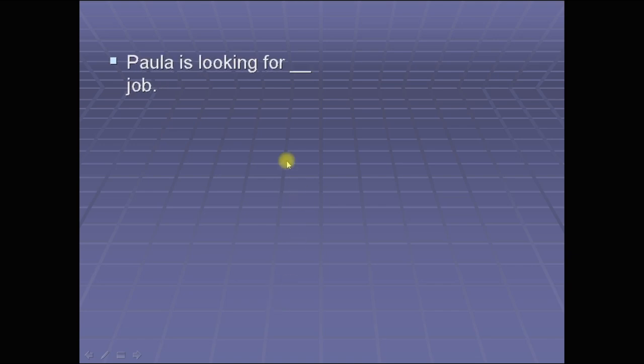Okay, another example: "Paula is looking for blank job." What is the answer? A, an, or the? Answer? Correct, a job. Bakit? Hindi naman specific kung ano yung job na yun eh. So, kaya ang gagamitin natin ay "a." "Paula is looking for a job."